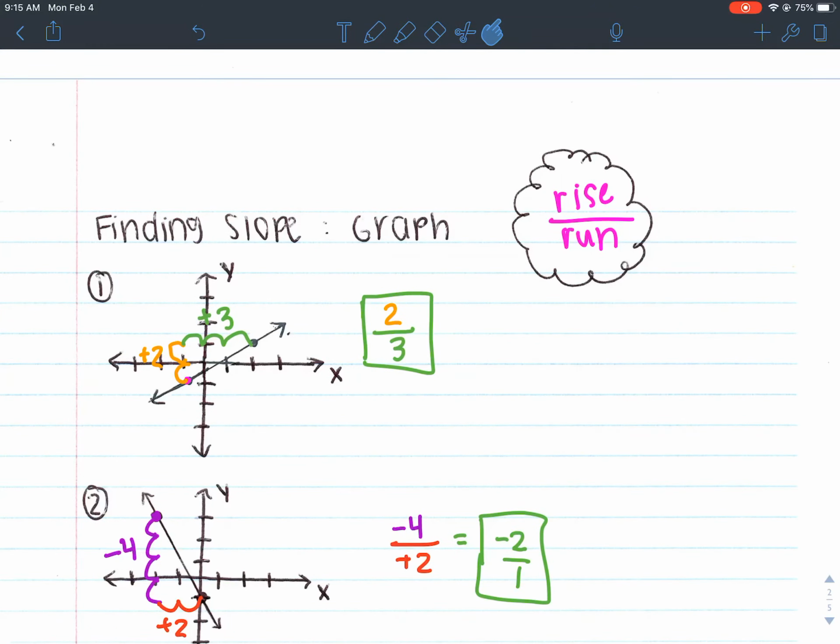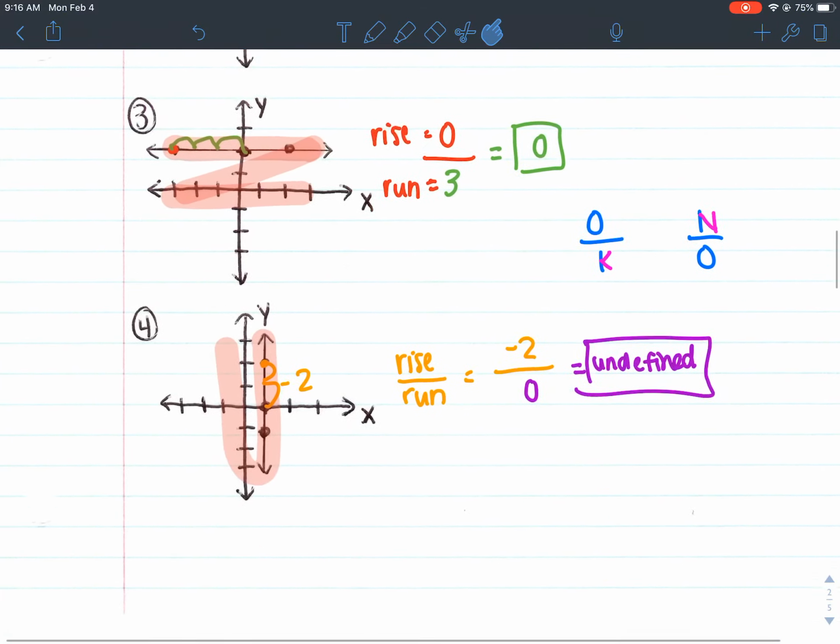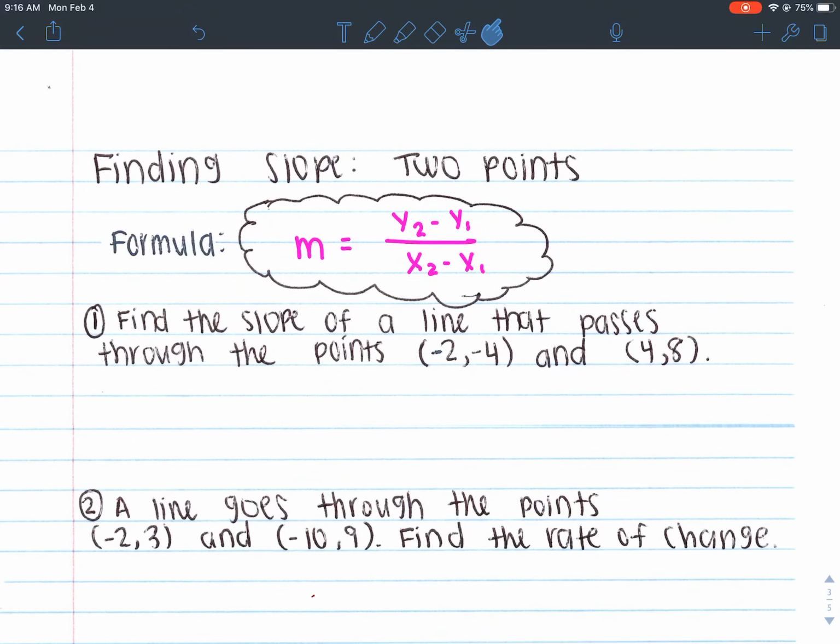Well, rise has to do with what values? When we're going up and down, what values is that? Well, that's our y-axis. And then our run is our x-axis. So you always have the y on top and then the x on the bottom. So here we have the same thing. Y on the top, x on the bottom.